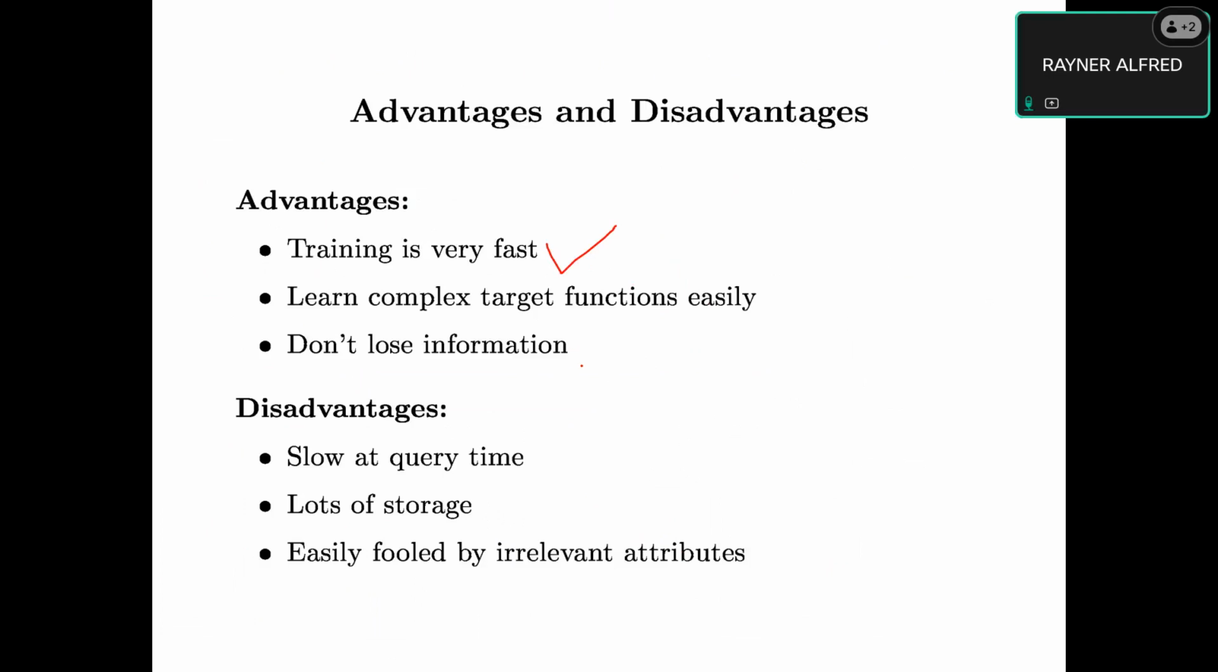We don't lose any information, but the disadvantage is that it is slow at query time, because basically we are trying to compute all those distances. If we have 1 million data points and we need to find the 3 nearest neighbors, we still need to compute the distance 1 million times. It also requires a lot of storage because you need to store all the samples that you have.